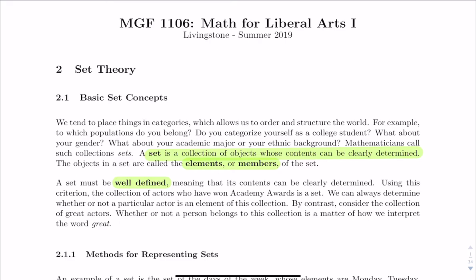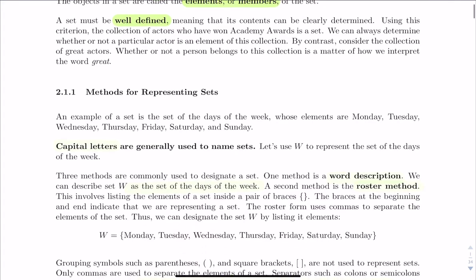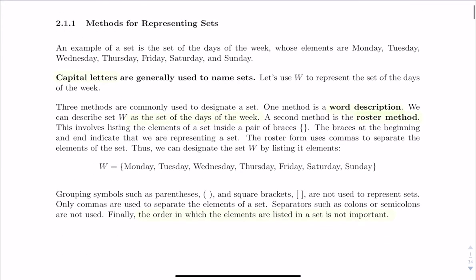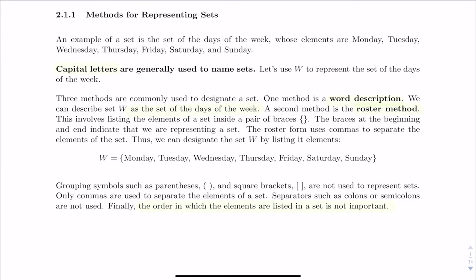And so we have some different methods for representing sets. So let's consider the days of the week. The elements would be Monday, Tuesday, Wednesday, Thursday, Friday, Saturday, and Sunday. Generally, we use capital letters to name a set. So let's use capital W to represent the set of the days of the week. We have three methods that are common for designating sets. One method is a word description. So we can describe set W as the set of the days of the week.